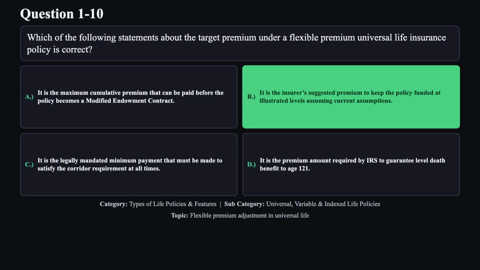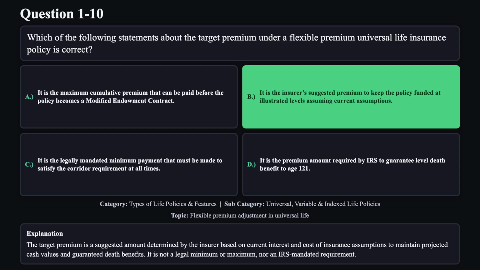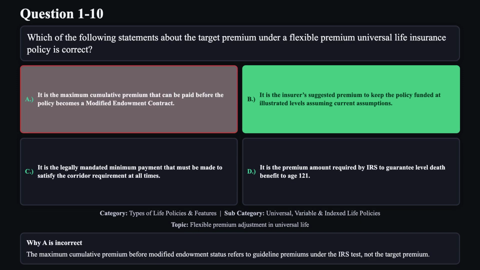The correct answer is B. The target premium is a suggested amount determined by the insurer based on current interest and cost of insurance assumptions to maintain projected cash values and guaranteed death benefits. It is not a legal minimum or maximum, nor an IRS-mandated requirement. Reason A is not correct. The maximum cumulative premium before modified endowment status refers to guideline premiums under the IRS test, not the target premium.